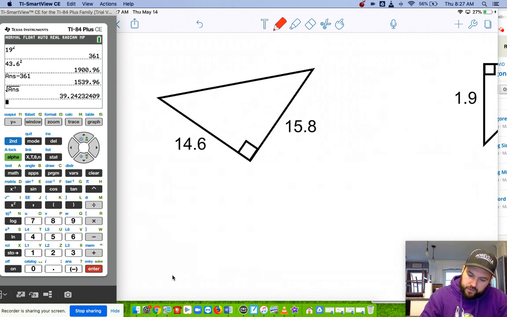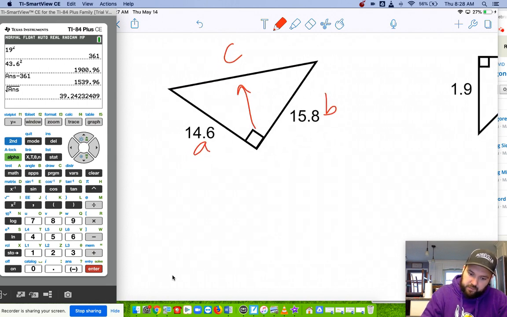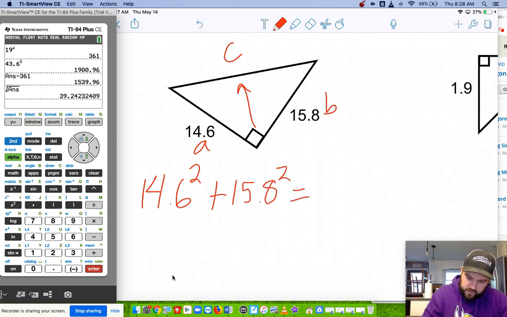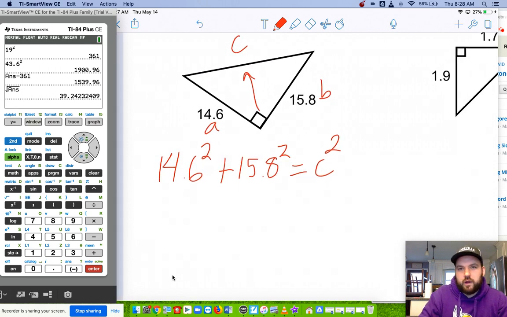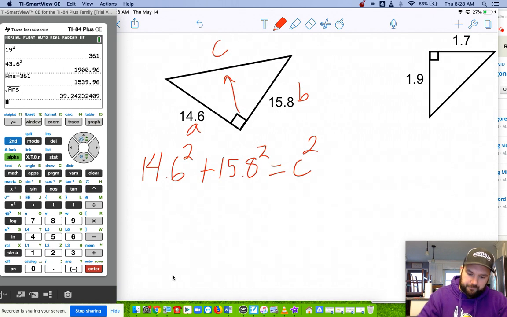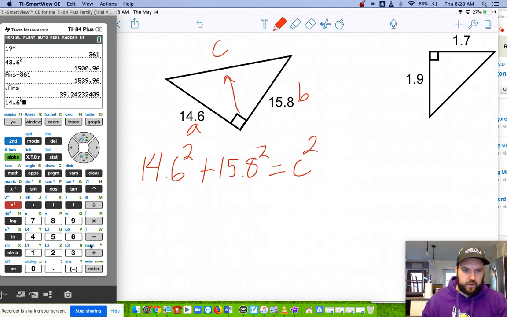All right, so I rotated this on you a little bit. The 90-degree angle is across, so I do have A and B in this problem. I'm trying to find what C is. So 14.6 squared plus 15.8 squared equals C squared. I'm going to go ahead and round this one to the hundredths place for no real good reason other than both of these are decimals, and I just want to get used to rounding to different places, tenths, hundredths, thousandths, and so on.